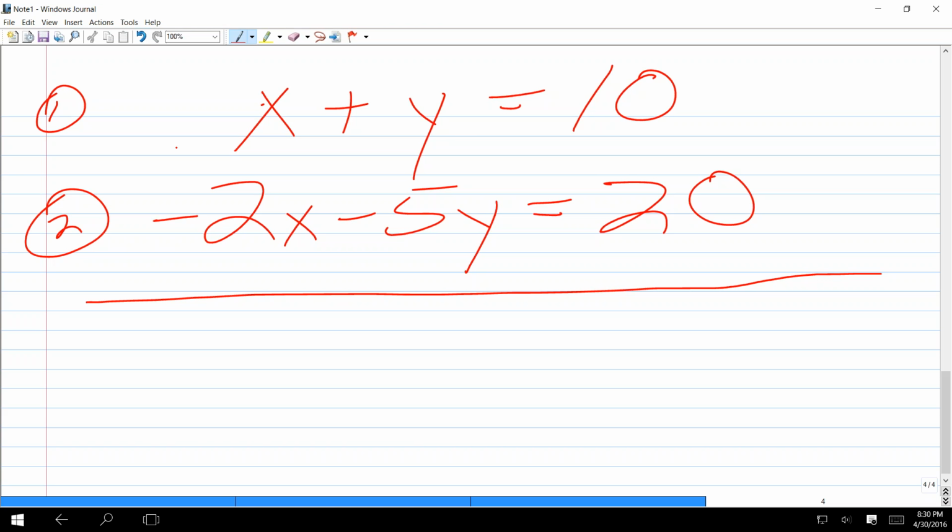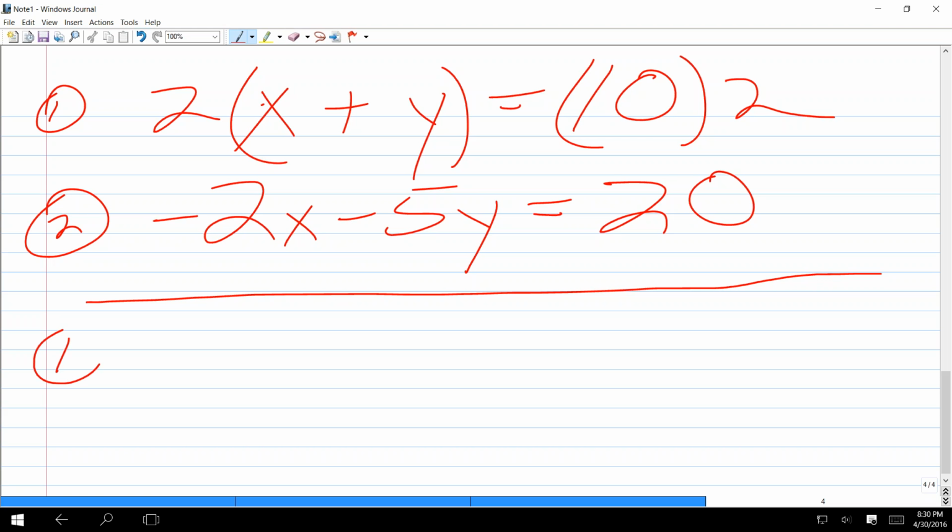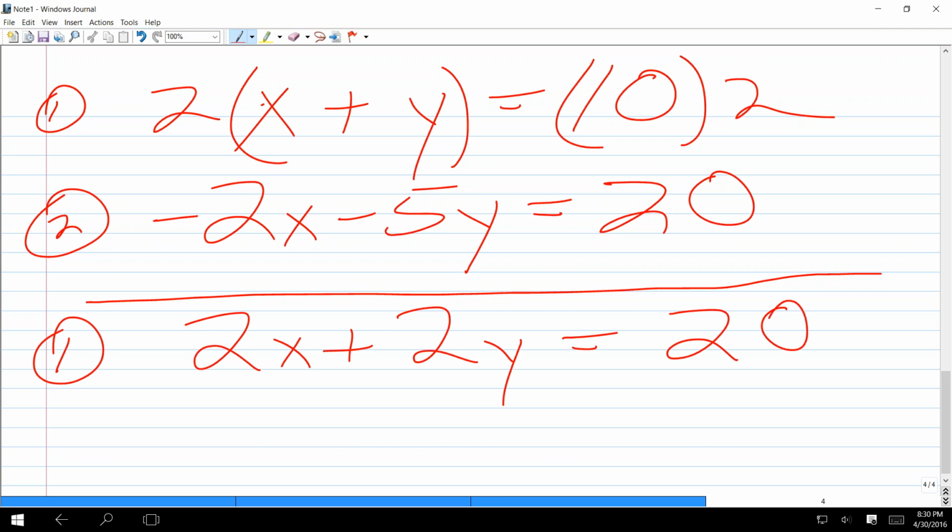But if I multiply the equation 1 both sides by 2, you can always do that. You can always do anything you want to one side of an equation as long as you do it to the other. Well, that produces positive 2x plus positive 2y equals 20. That's my new equation 1.